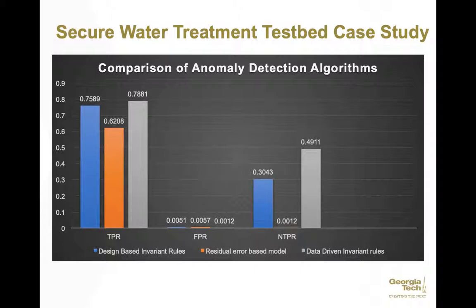So the next case study is on the secure water treatment testbed, which, similarly to the water distribution system testbed, is a scaled down version of a secure water treatment facility. It has a 6-stage filtration process to purify water. Once again, the authors compared the new anomaly detection algorithm with the two baseline models, the design-based invariant rules and the residual error-based models.